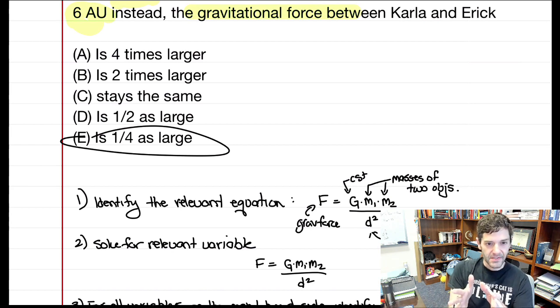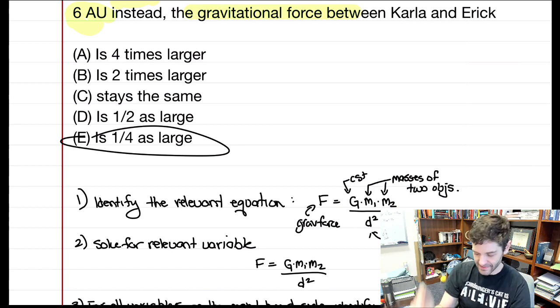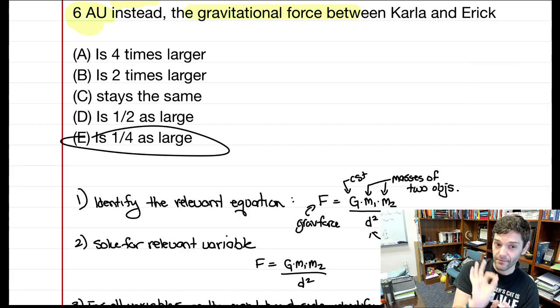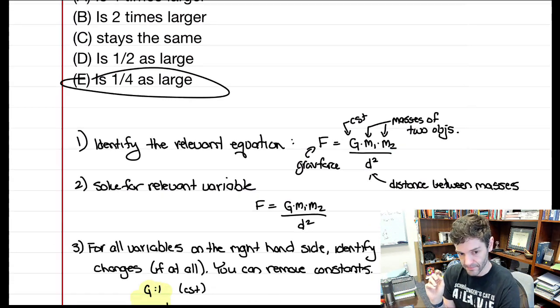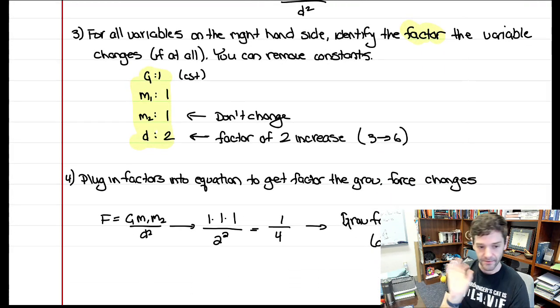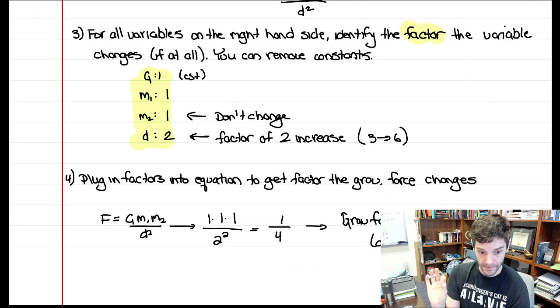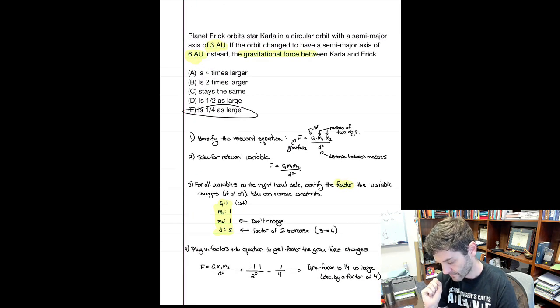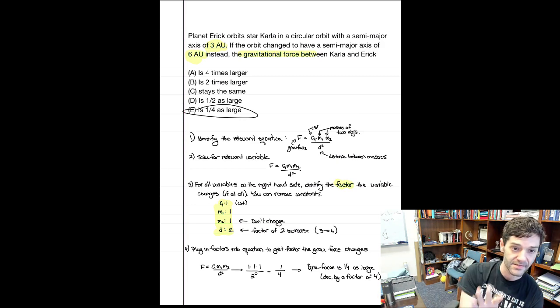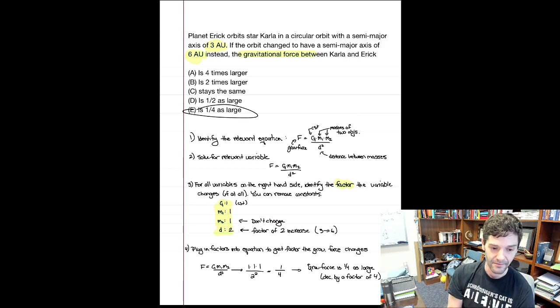But again, not focusing on me plugging in exact numbers, looking up how many meters are in an AU and looking up G, and no. If I know how things are changing, what factors they change by, then I can use those factors to determine that the gravitational force decreases by a factor of 4, or is 1/4 as large. And again, notice that the 3 and the 6 never appeared anywhere. We never used the exact values. We only cared about the factor that they were different by.